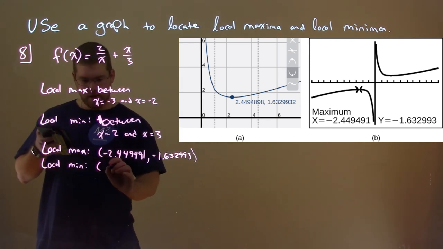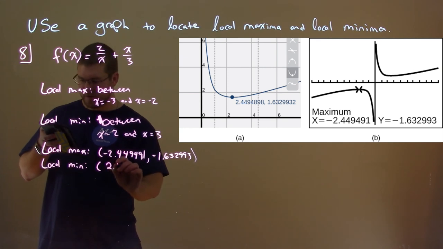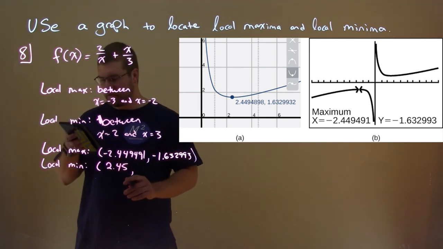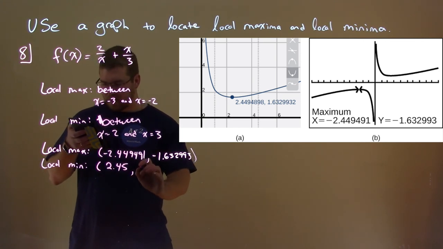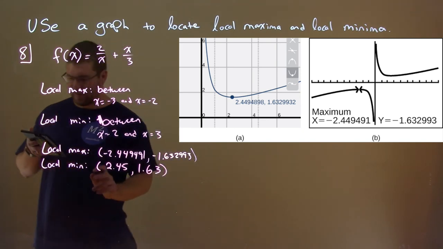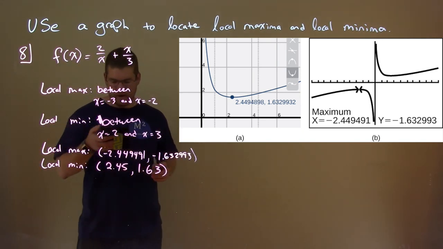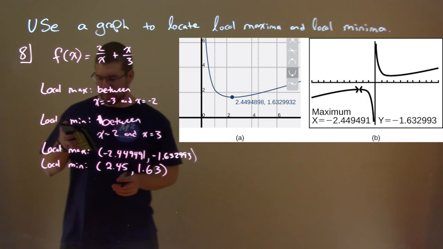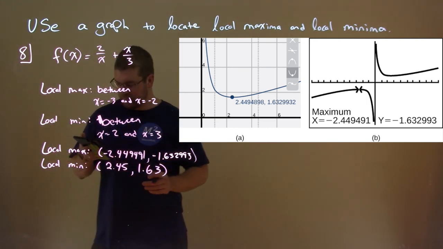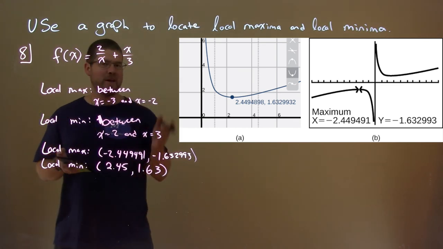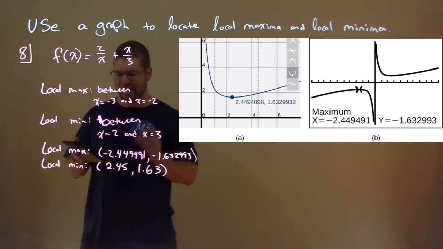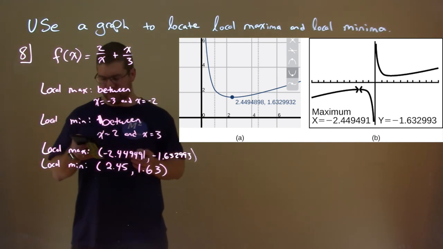Local min is at x equals 2.45, okay, rounding there to two decimal places, and then 1.63, a positive 1.63, and that's our local min there, okay? The exact location actually happens at square root of 6, plus or minus square root of 6, okay? But that's something later on, you find that algebraically. You can find the absolute exact value, which is in decimals, okay?